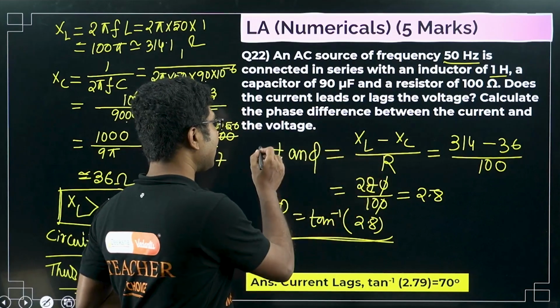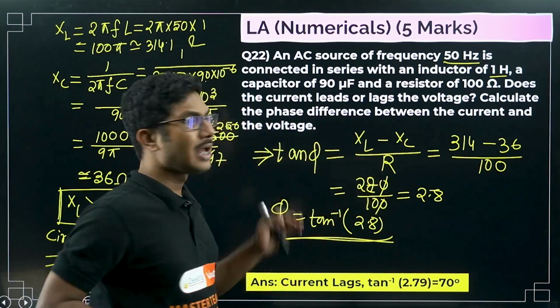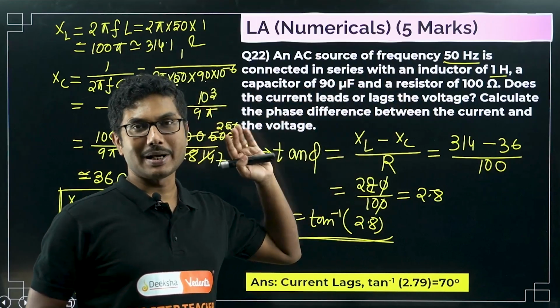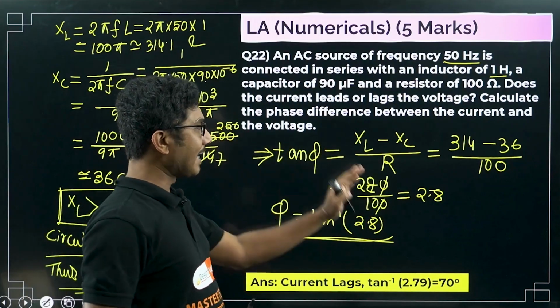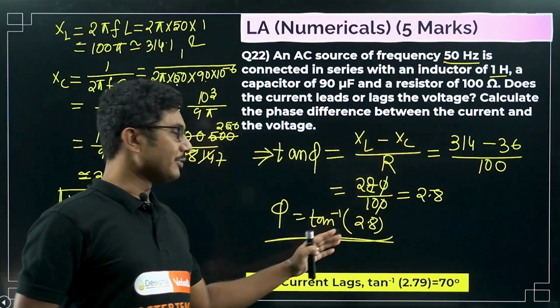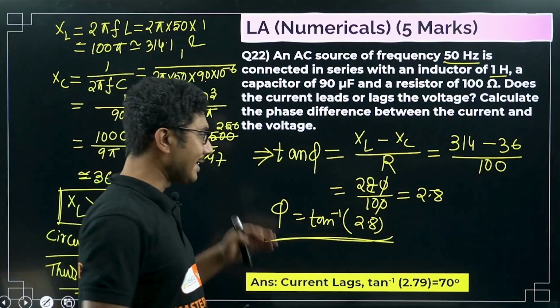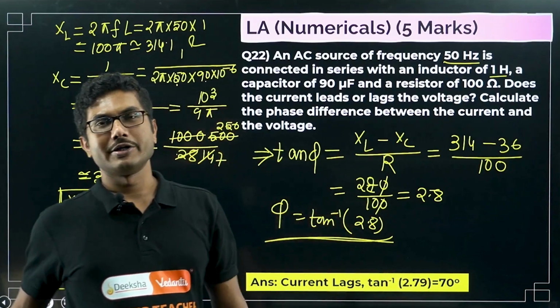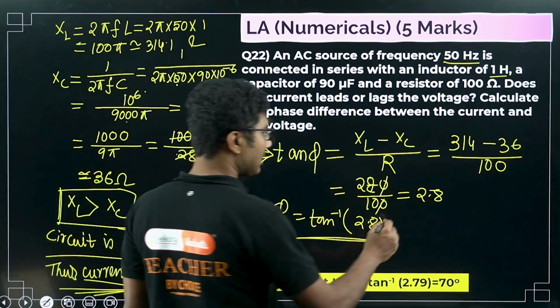This is a new formula that we have introduced in this problem. Tan phi equals XL minus XC divided by R. Okay, and calculate the exact value. Then you can solve this problem. I have done a lot of approximation, still my answer is very close to the original answer, and it will be approximately 70 degrees.